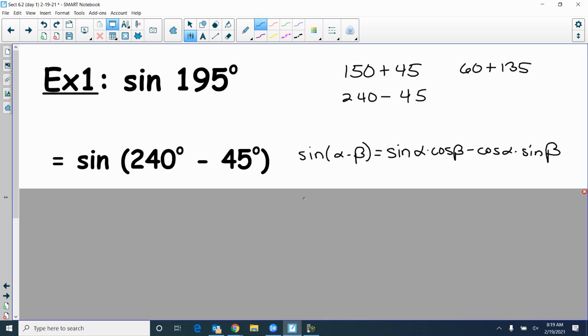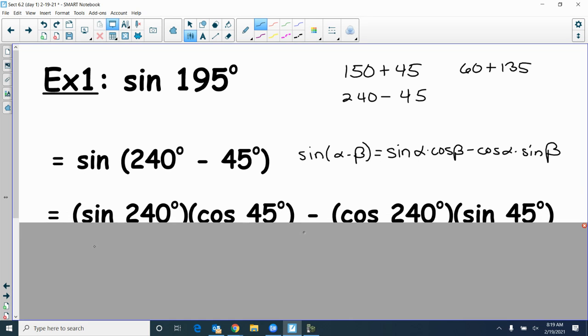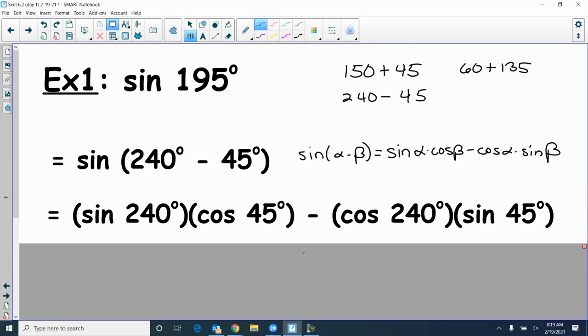All right, so now all I do is I take these and I plug in the angle where it goes. So it's going to be the sine of the first times cosine of the second minus cosine of the first, sine of the second.